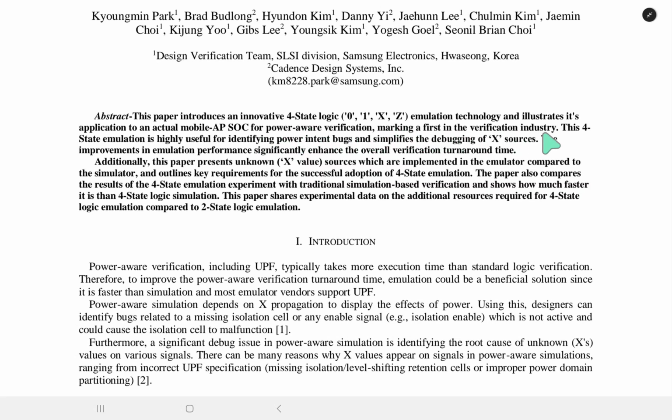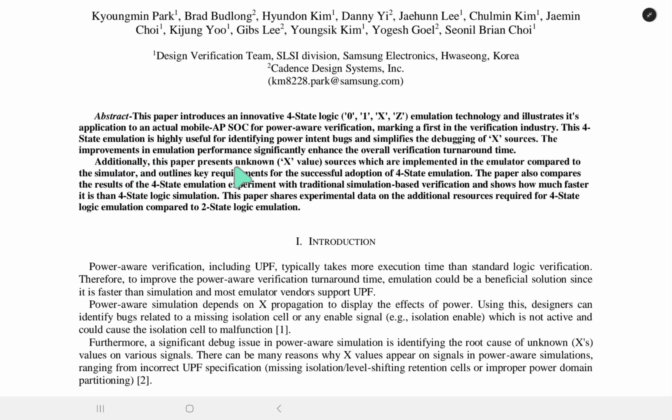the verification industry. This four-state emulation is highly useful for identifying the power-intended bugs and simplifying the debug of the X sources. The improvement in emulation performance significantly enhanced the overall verification turnaround time.